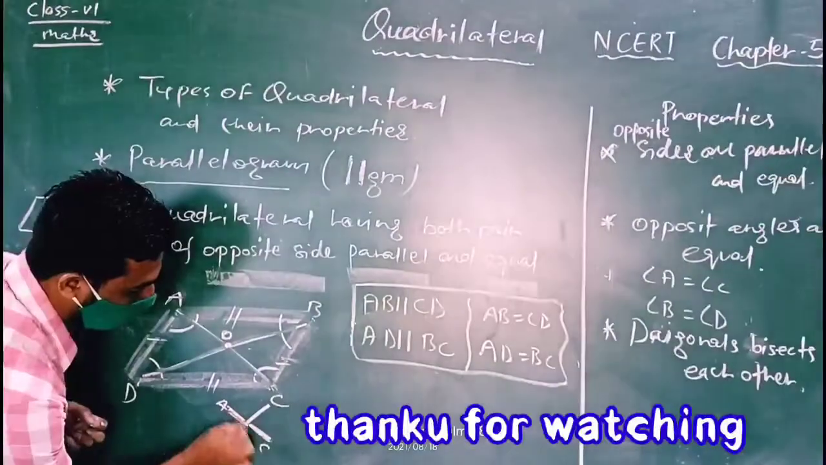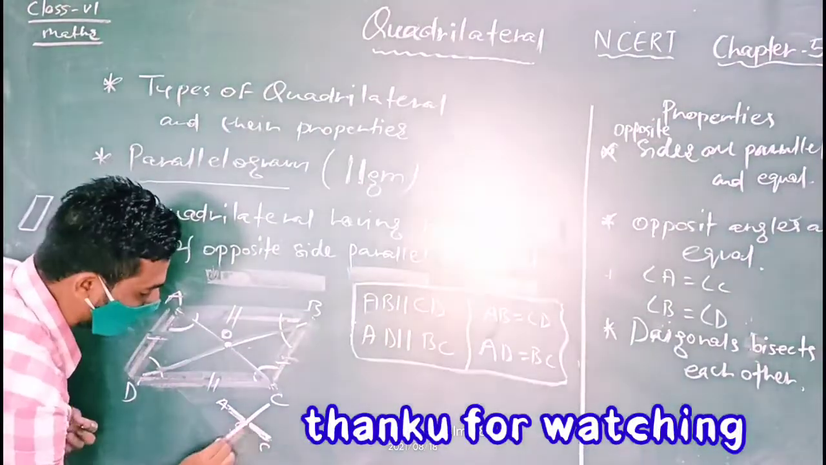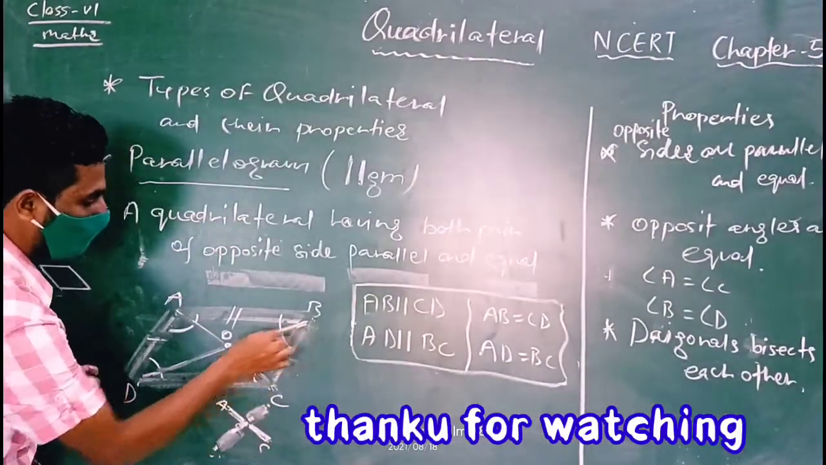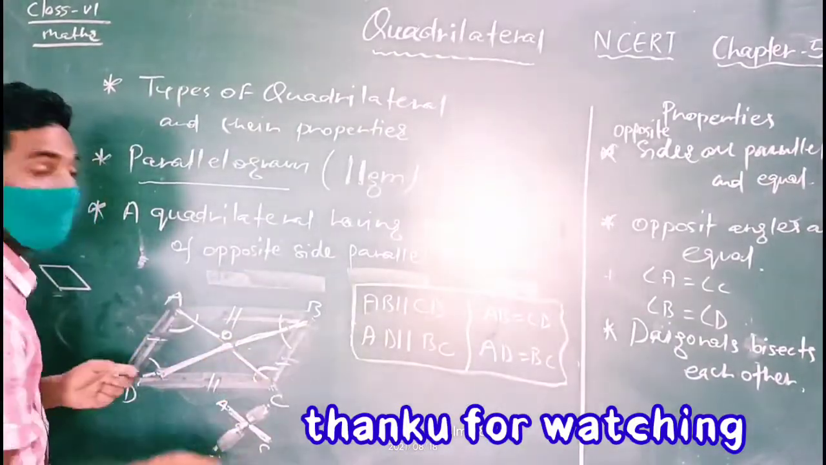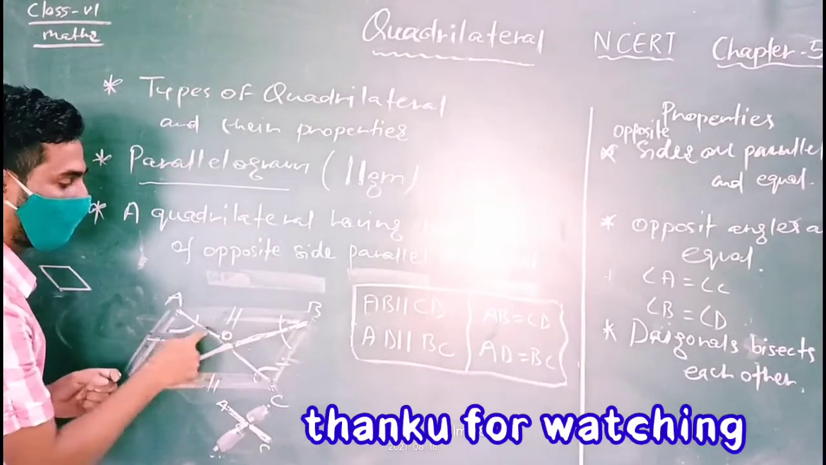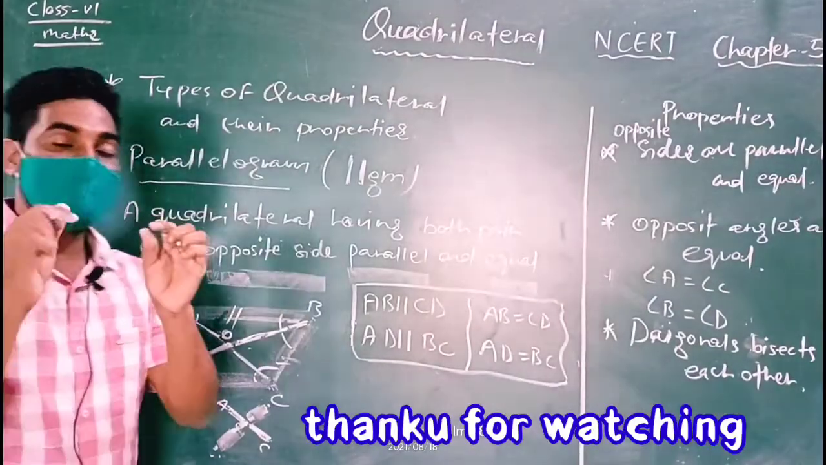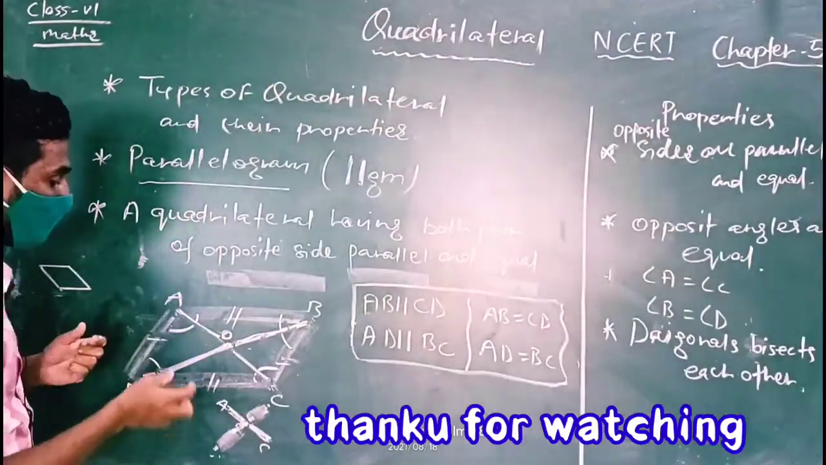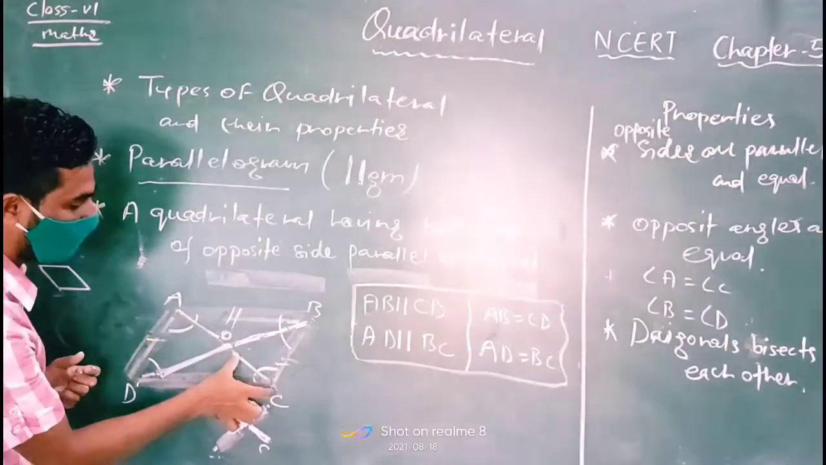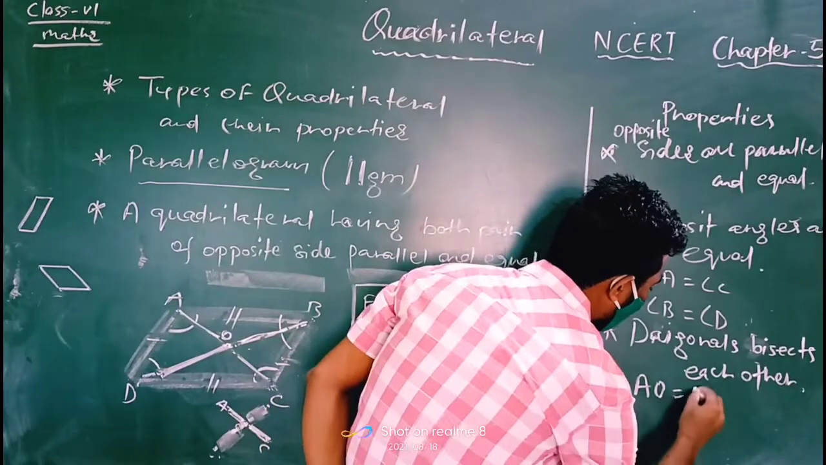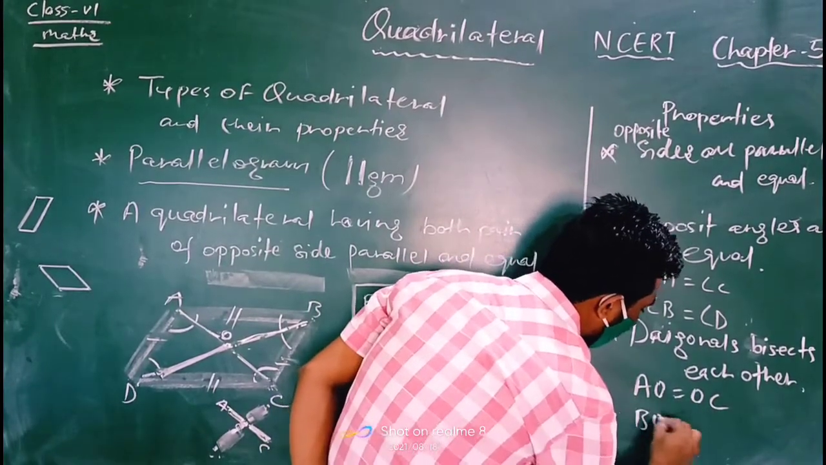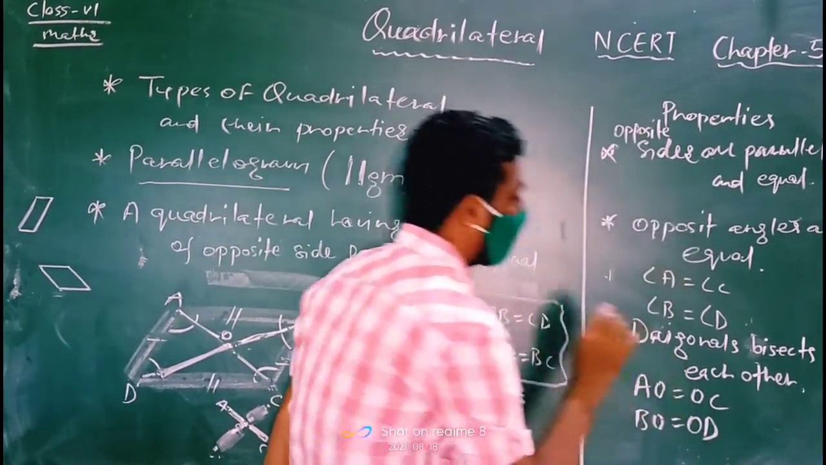So this AO and this OC will be equal, and this BO and OD will also be equal. These two parts will be equal, and these two parts will be equal. Don't say these two halves will be equal. No. Half part of the same diagonal will be equal to the other half. So you write AO equals OC and BO equals OD. So the diagonals bisect each other.